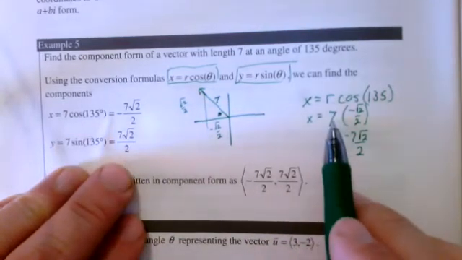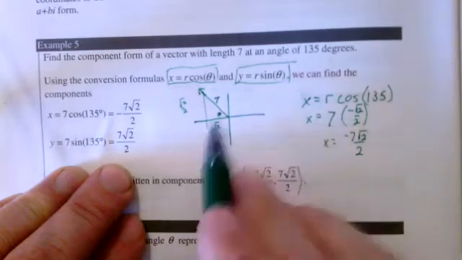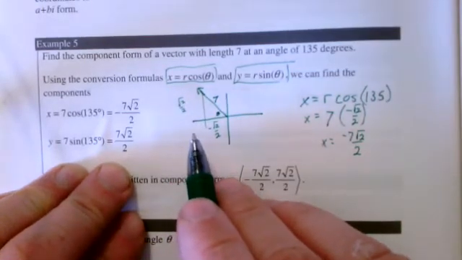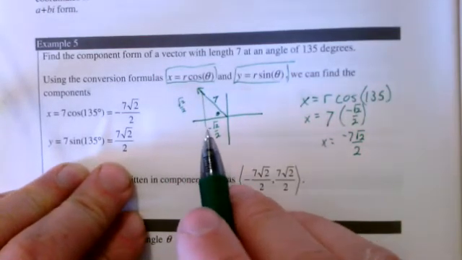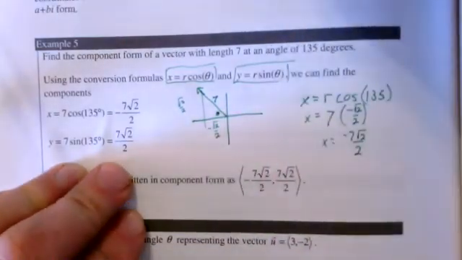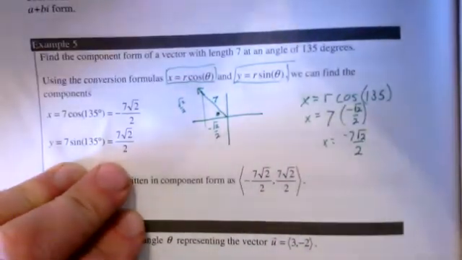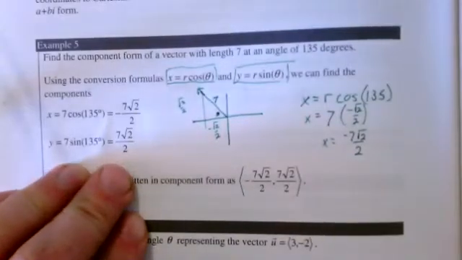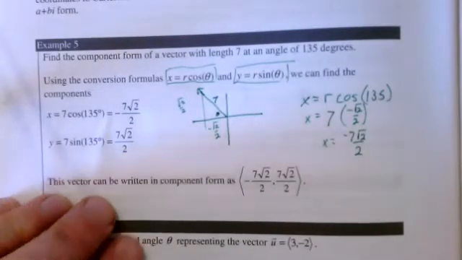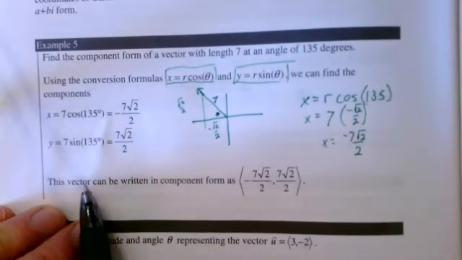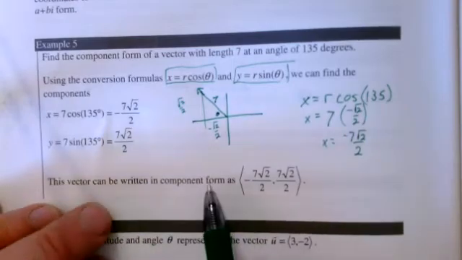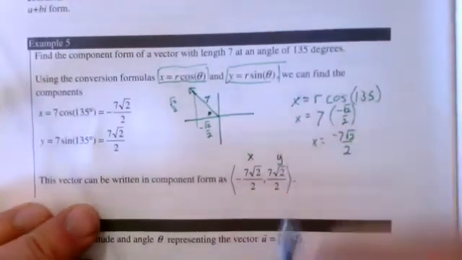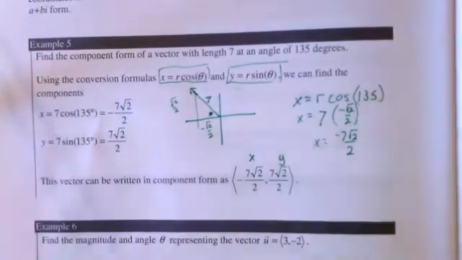R is still 7, but the y is going to be the sine of theta. Sine of theta is going to be this value right here. Okay. Again, feel free to use your unit circle. If you don't have a unit circle, we can look back in the chapters before. There is one earlier in your book. I'd have to find out exactly what page it is on. I can list that in the assignment. Okay. So this vector can be written in component form as this. Again, this represents my x. This represents my y. Okay.